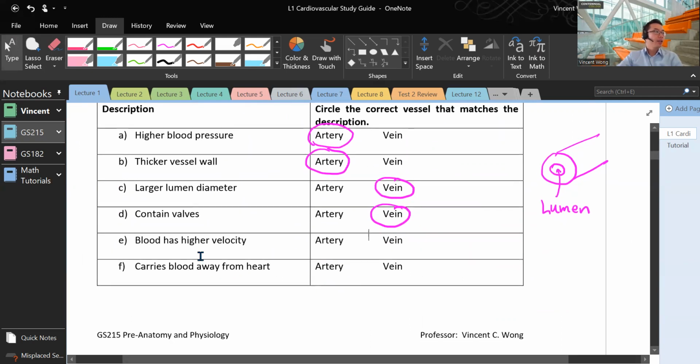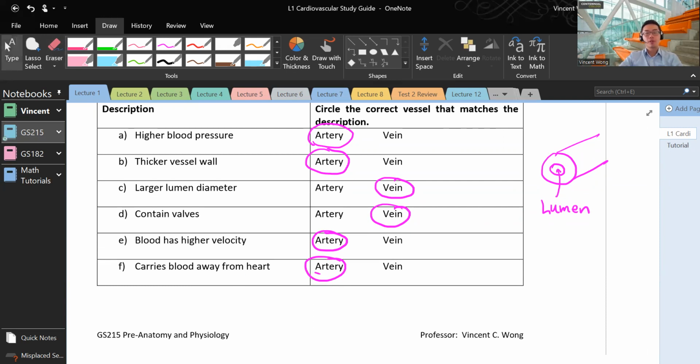Blood has higher velocity. What do you think? Is it faster in artery or is it faster in vein? Georgia, Tyler said artery. That is correct. Okay. And last but not least, carries blood away from the heart. That is also artery. A for away.